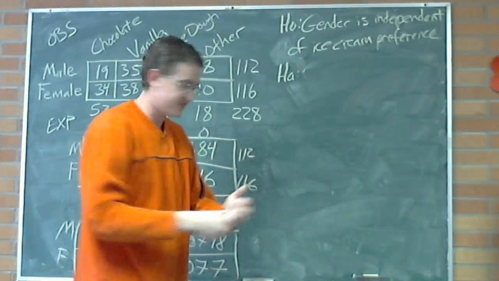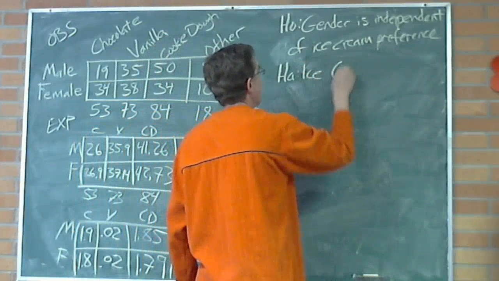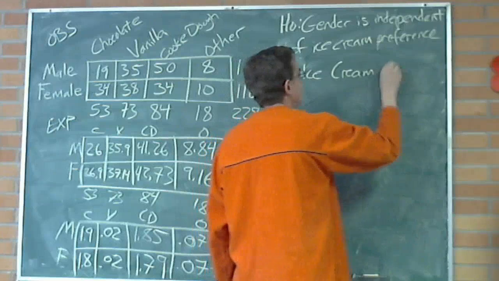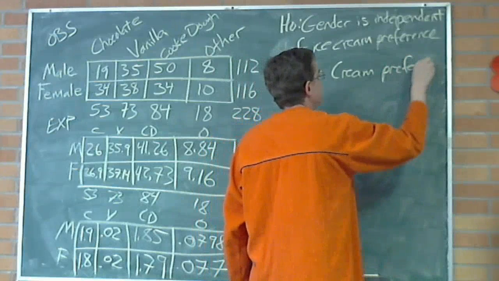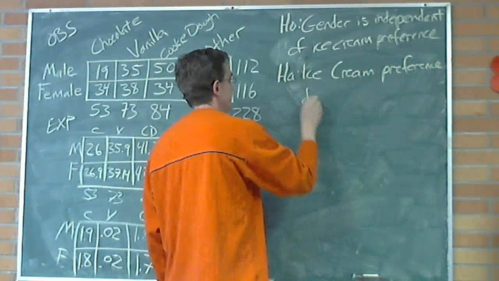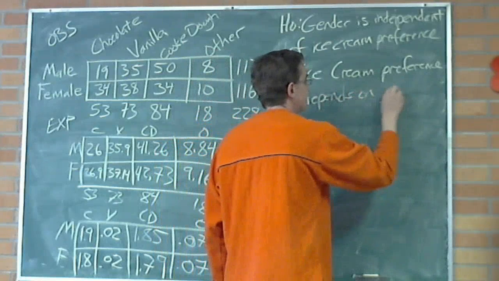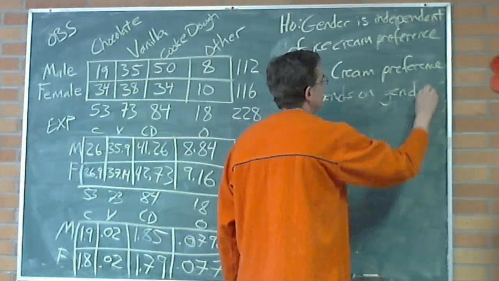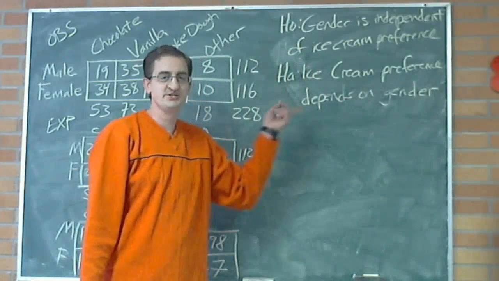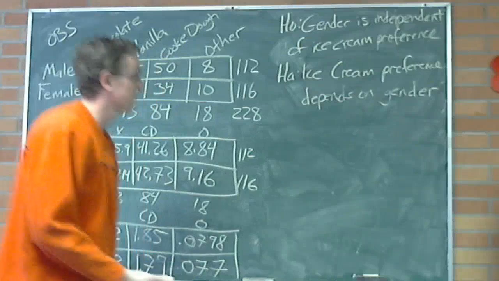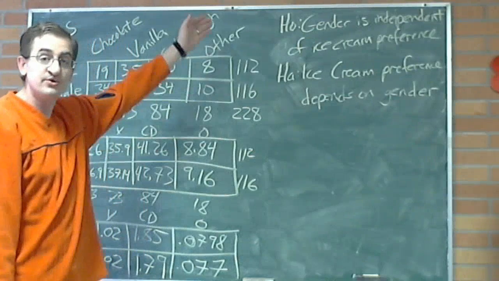I'm going to write it the other way around. Ice cream preference depends on gender. Does it matter? Mathematically, no. But that just looks like a lot nicer sentence than what I was about to write. Okay, so there's our null and alternative.